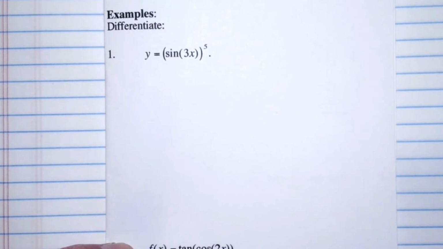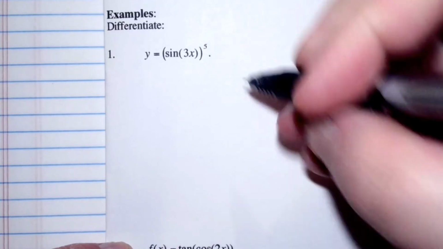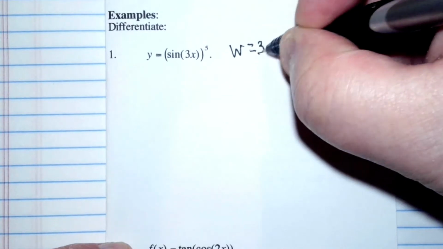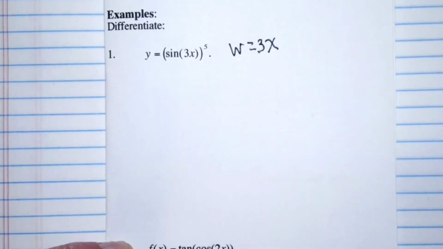So let's look at a couple of functions that are the compositions of three functions. So here we've got y equals the fifth power of sine of 3x. So I'm going to start breaking this down into a composition of functions. And I'm going to start with the innermost function. And that will be the 3x, and I'm going to call it w. Now, is there a function of w? Is there a function of 3x?